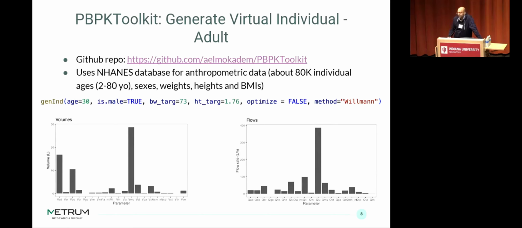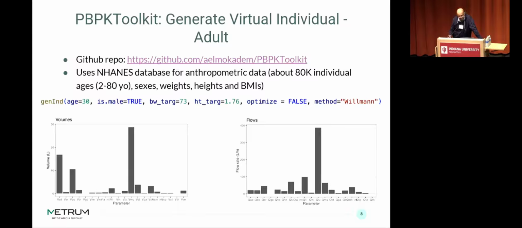Well, rather than you guys having to dig through these literature references and sources and putting these algorithms together, I did it for you. So I have an R package called PBPK Toolkit that I put together and shared publicly with the world. So this package would do that, right? So how do we generate, for example, a virtual individual?